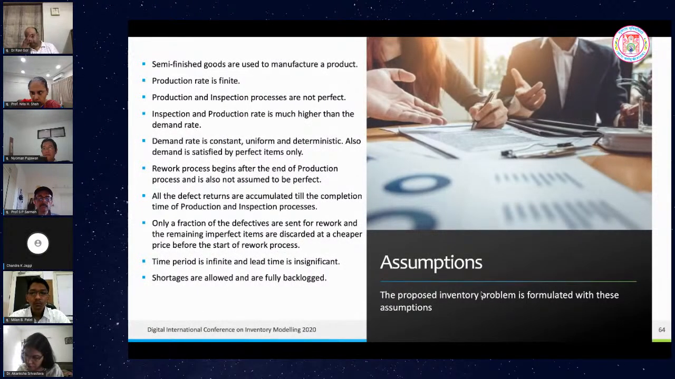The assumptions are the same: semi-finished goods are used to manufacture a product. The production rate is finite. The production inspection is normal. The demand rate is uniform and deterministic. All defective returns are accumulated until the completion of the production and the inspection process. Only a fraction of the defectives are sent for rework, and the remaining imperfect items are discarded at a cheaper rate before the start of the rework process.